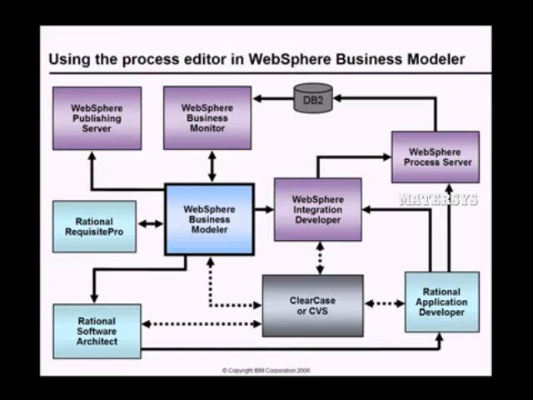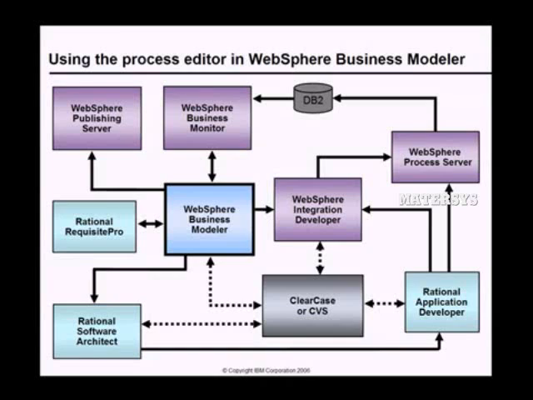We have then the publishing server, which allows those people that don't have Modeler to use the business process models by either commenting or reviewing for information. We have an interface to Requisite Pro, which allows the synchronization of business requirements with process requirements. When we get to developing code, we go to the Rational Software Architect and the Rational Application Developer, which help us develop the code that we need to operate the business.